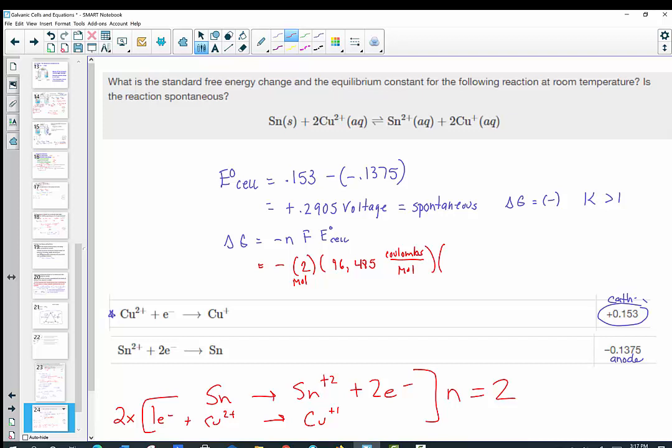times the voltage we found, which was 0.2905 volts. A volt is defined as a joule per coulomb, and therefore I can see moles cancel, coulombs cancel, and you're left with joules of energy. That will be a large number simply because we're left in joules. You hit that with me and my screen said 56,057.785. So divide by 1,000, you get 56.1, we'll say, kilojoules for Gibbs free energy. And it's negative, I forgot to write that negative sign, because it is a spontaneous reaction.